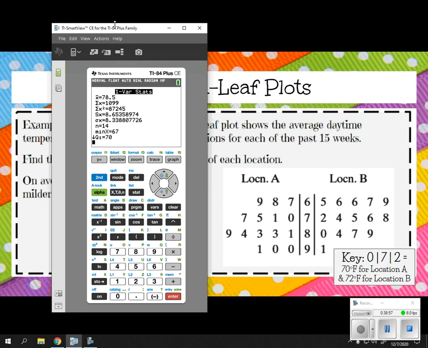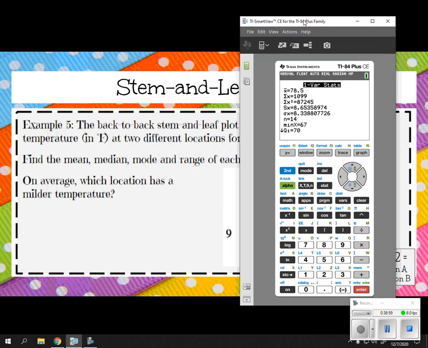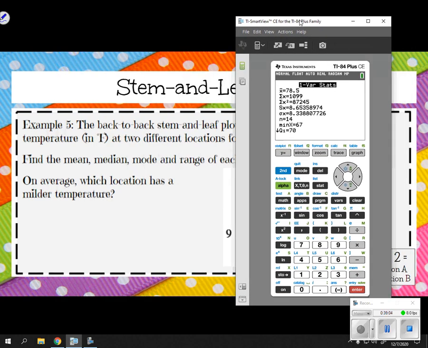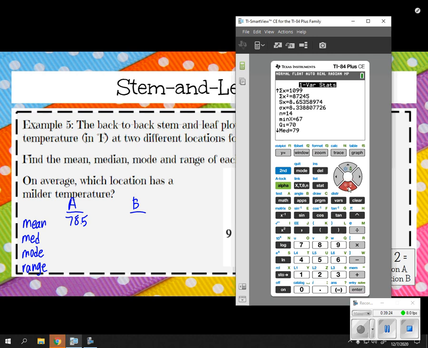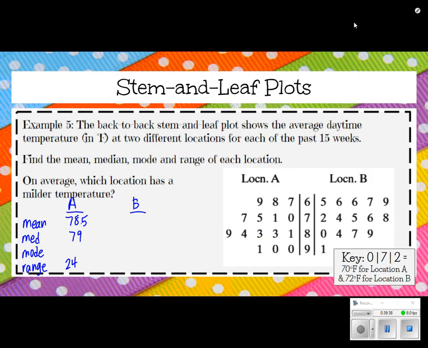All right, so we're doing mean, median, mode, and range. So we've got A and B, and we're going to do mean, median, mode, and range. Okay, so for A, we've got 78.5, and then the median is 79, and then the range is 91 minus 67, which is 24. Let's see if we can pick up a mode.